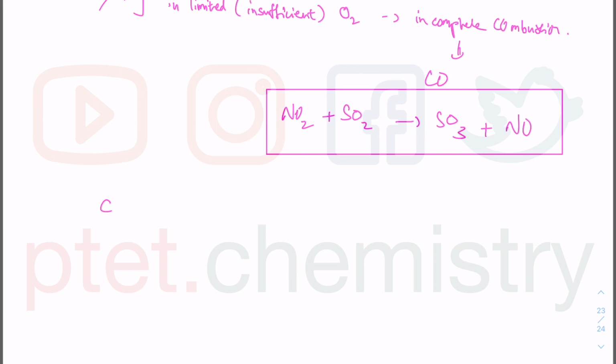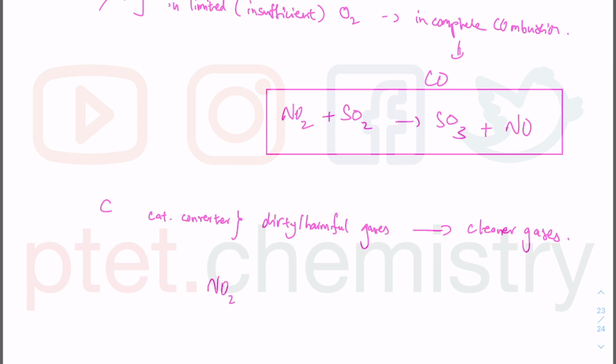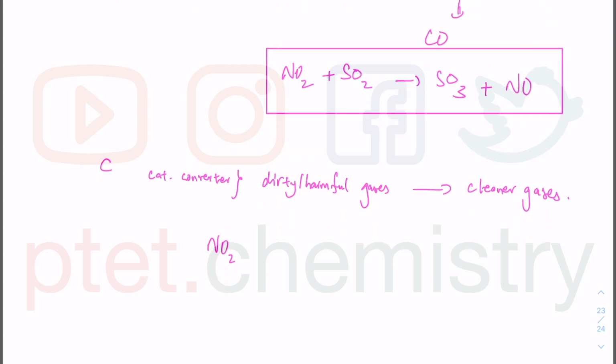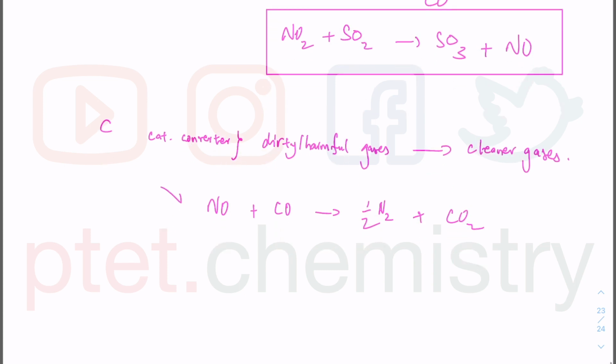Option C, catalytic converter. So your catalytic converter basically converts dirty or harmful gases into cleaner gases. So harmful gases, before they leave the car exhaust, will become cleaner gases that are not so bad as pollutants. They say it involves removing NO2, which is correct, because what happened with the NO2? Let me think. Does it remove NO2? I know it removes NO. So what happened with NO is it will react with CO to give you half N2 plus CO2. So that happens.